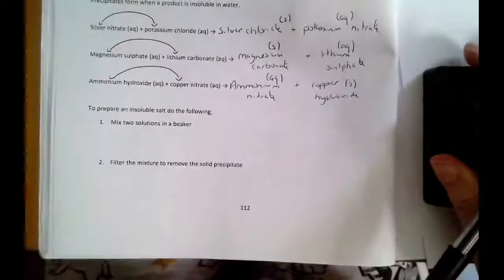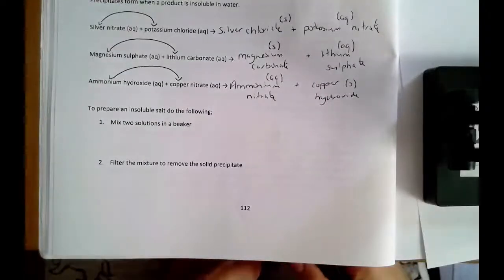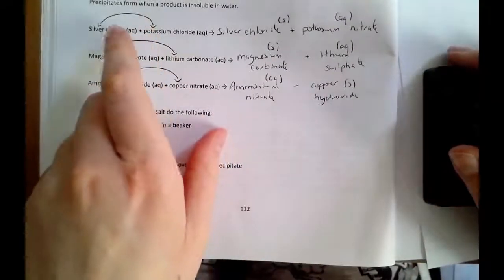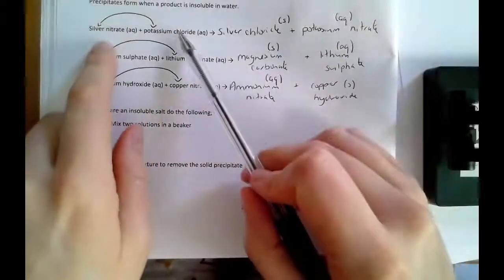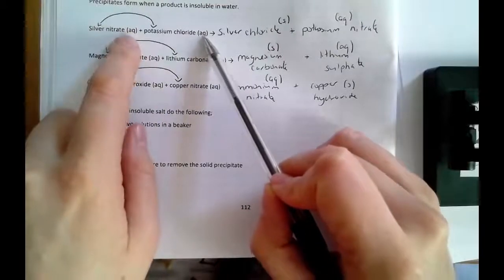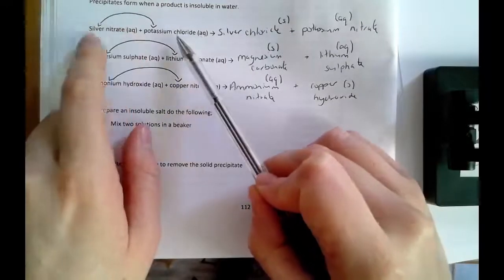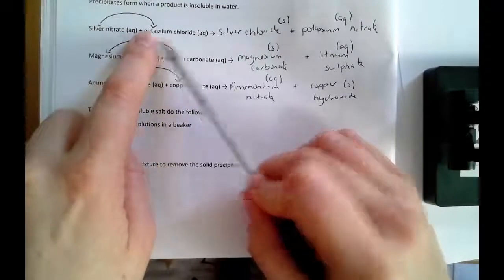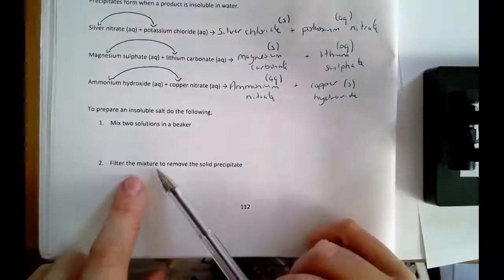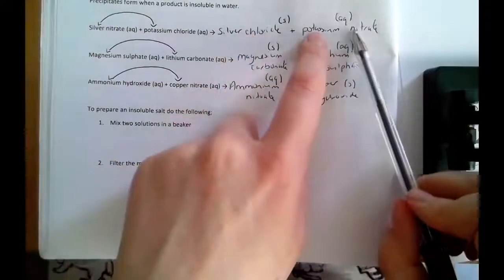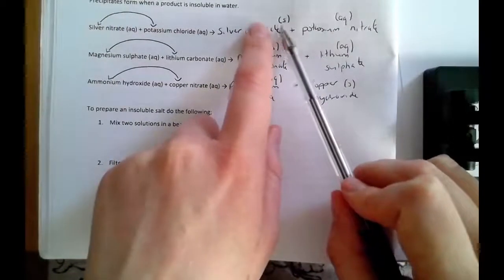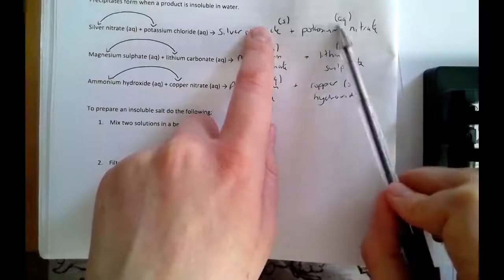They can also ask you a question about how you would prepare an insoluble salt. So you're basically just describing what we've been doing in these word equations. You start off with two solutions. Remember, they're both aq, and if it's aq, I call it a solution. So I've got two different solutions, and I mix them together in a beaker. When I do this, I'm going to be making a solid, and I'm making another solution. So I am going to end up with a solid in a solution.